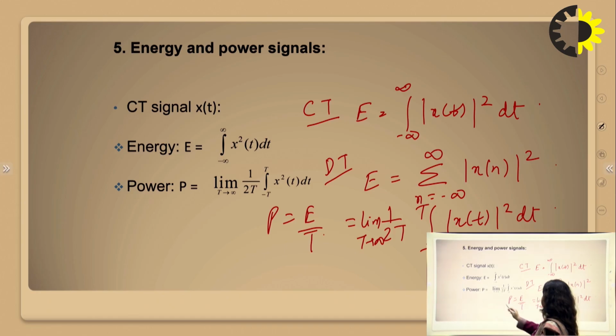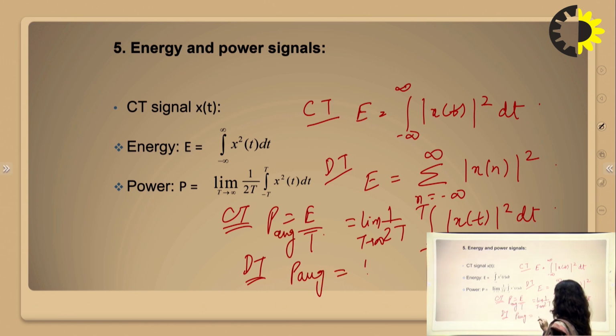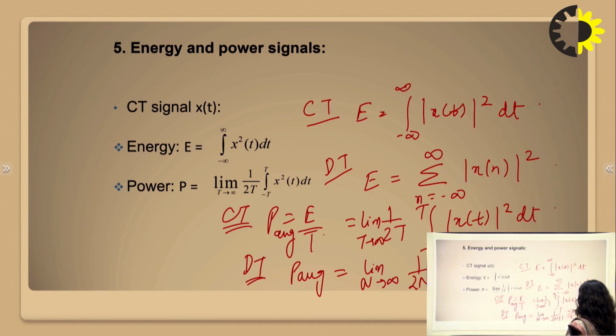Similarly, that is in the continuous domain. In the discrete domain, you can write the average power as limit N tends to infinity of 1 upon 2N plus 1, summation from minus N to N, of mod of x[n] squared. So with these formulas, you can calculate the value of energy and power for particular energy and power signals.